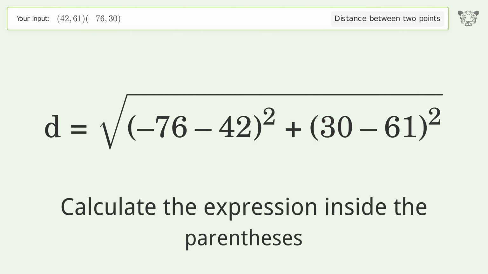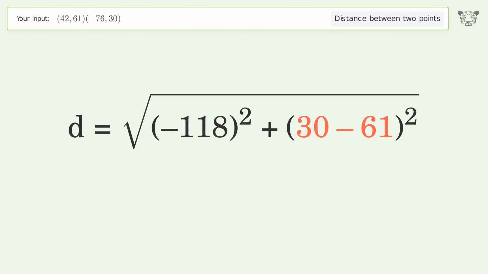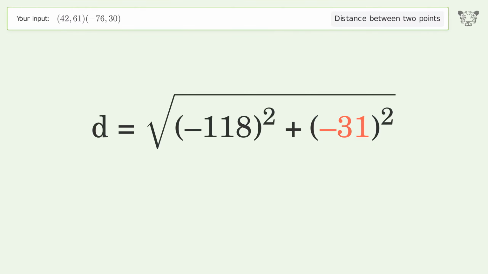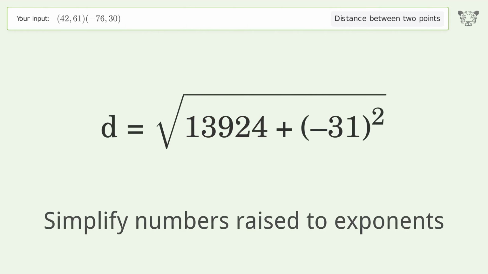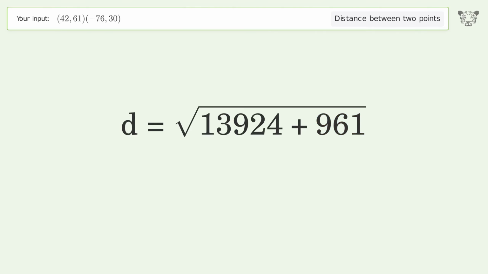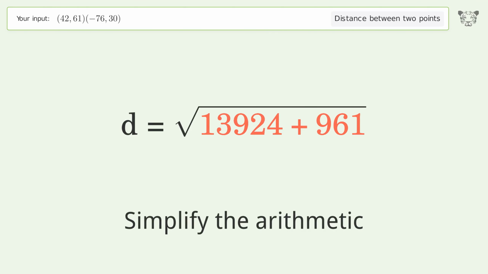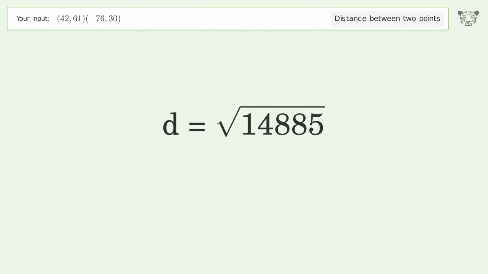Calculate the expression inside the parentheses. Simplify numbers raised to exponents. Simplify the arithmetic. And so the distance between the 2 points is the square root of 14,885 or 122.004.